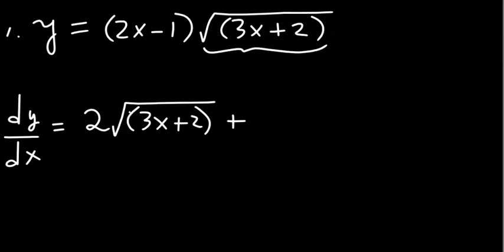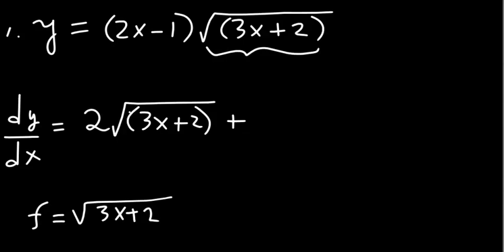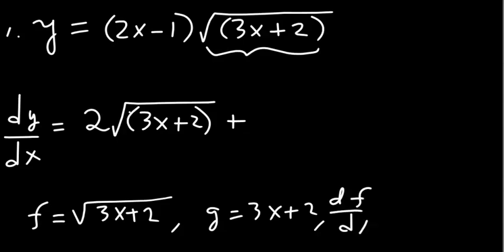Now what do you get by differentiating the second function? Note that the second function can be differentiated using the function of a function method. Let's assume f is the square root of 3x plus 2, and let's assume that g is 3x plus 2. So df/dx equals df/dg times dg/dx, as we have explained in our previous video on differentiation.